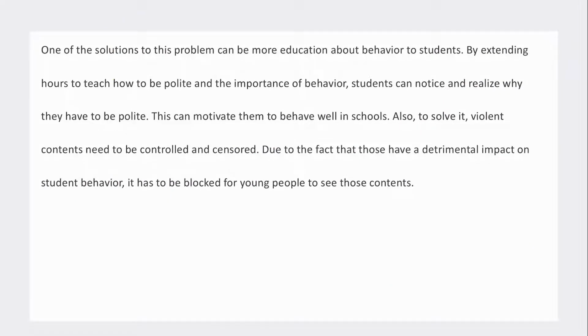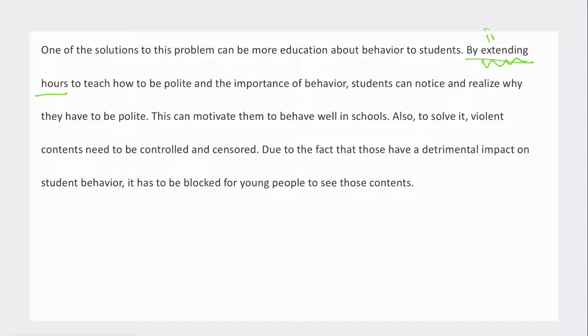Okay, so the other body says, one of the solutions to this problem can be more education about behavior to students. By extending hours to teach how to be polite and the importance of behavior, students can notice and realize why they have to be polite. By extending hours to teach. This doesn't really, are they already teaching them to do this?